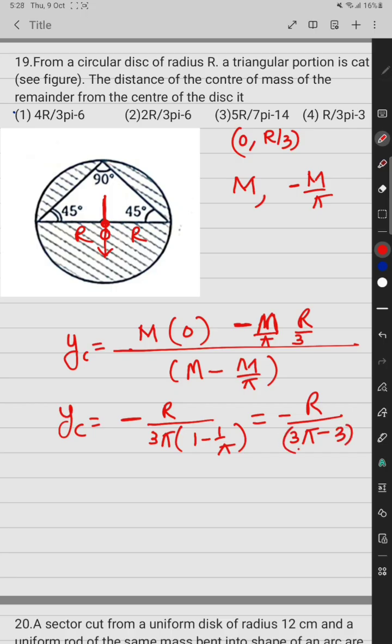So for the negative side, talking about y or distance, the distance of the center of mass of the remaining portion is r upon 3 pi minus 3. The negative sign means downward. I think the correct option is the fourth one.